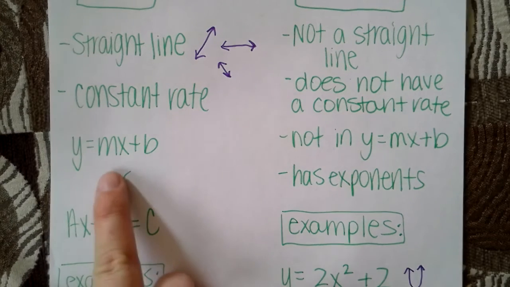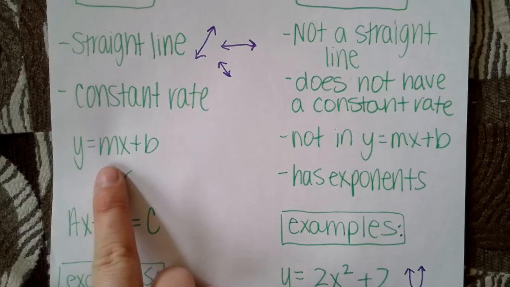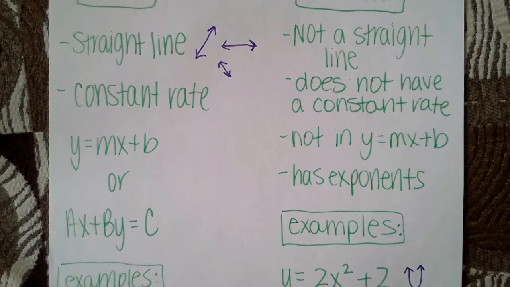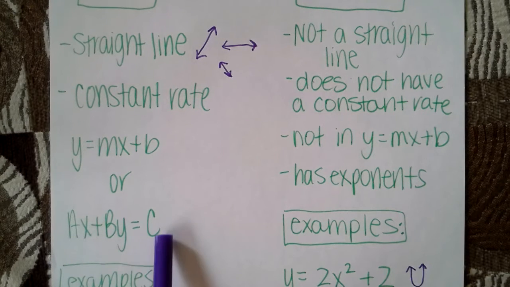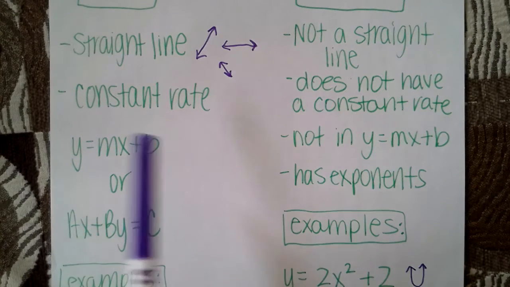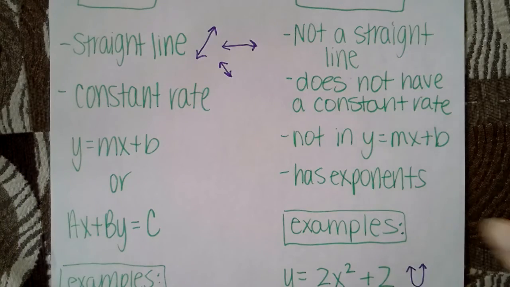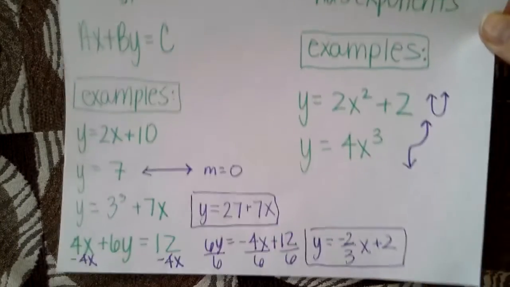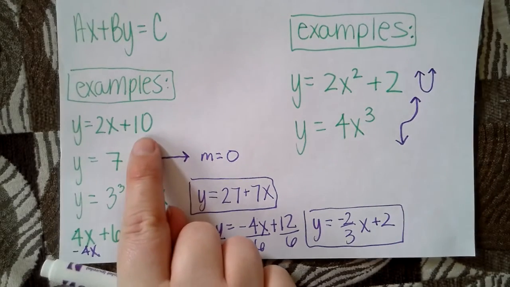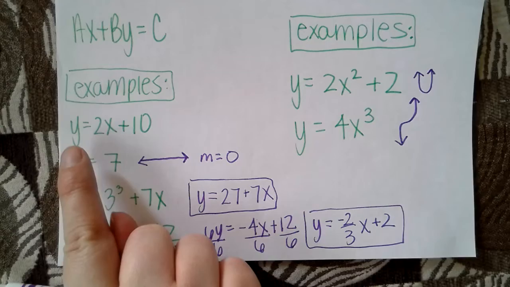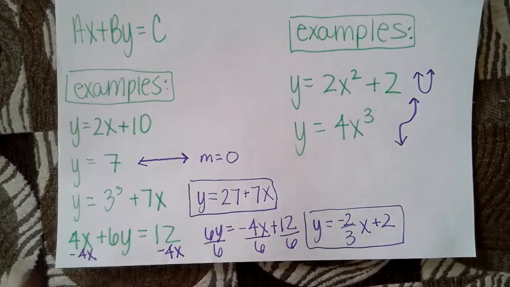It's also going to be in slope-intercept form, which is y equals mx plus b, or it's going to be in standard form, which is ax plus by equals c. If you see it in either of those forms, that means that it is a linear function. Some examples of linear functions: this would be an example of a linear function because it's in slope-intercept form, so it has y equals 2x plus 10.